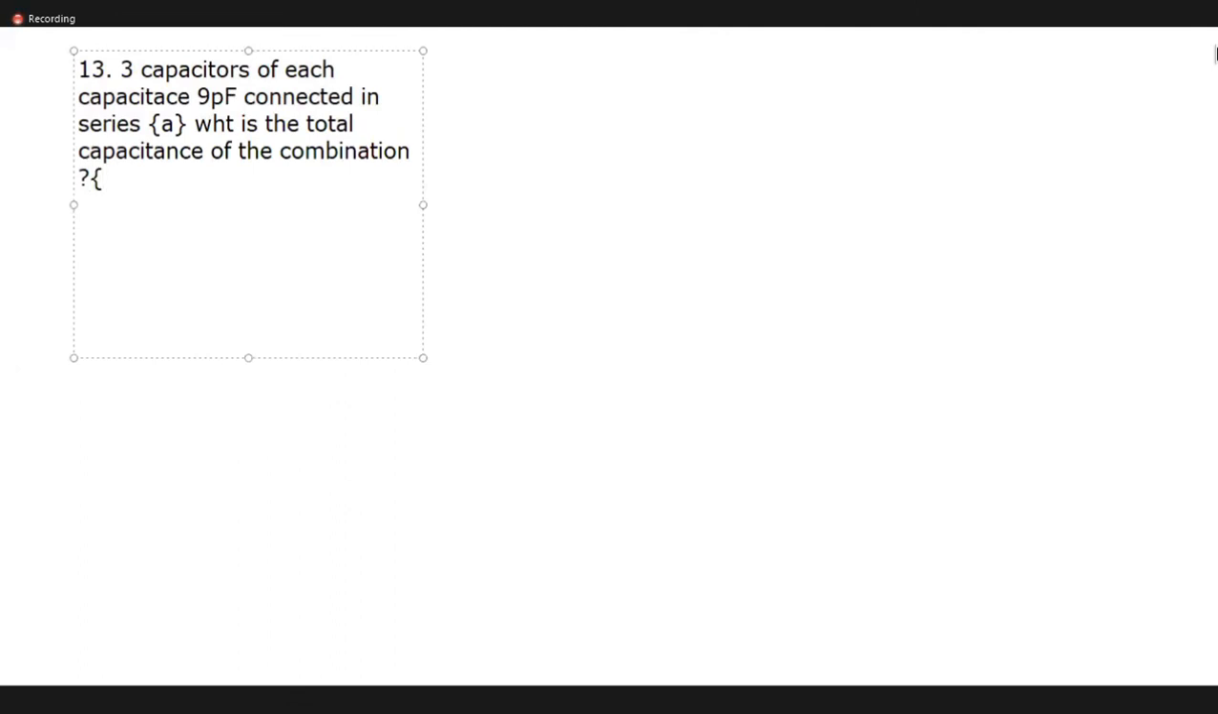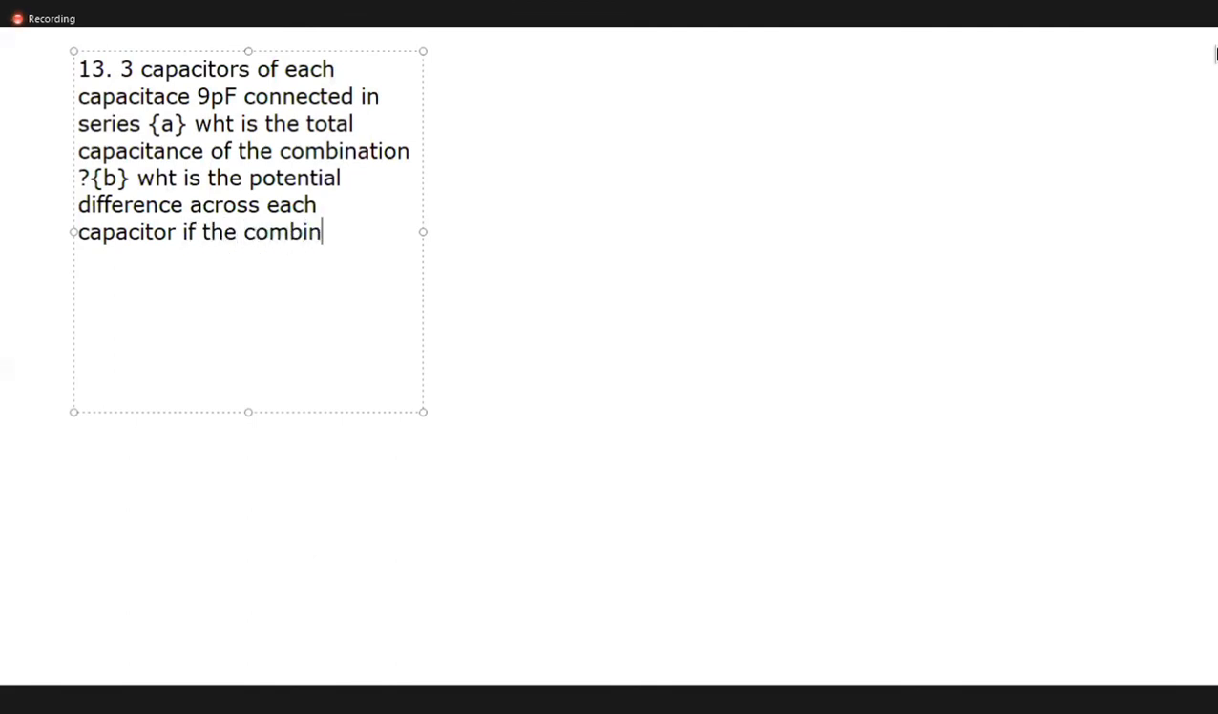Second one, B. What is the potential difference across each capacitor, if the combination is connected to a 120 volt supply?